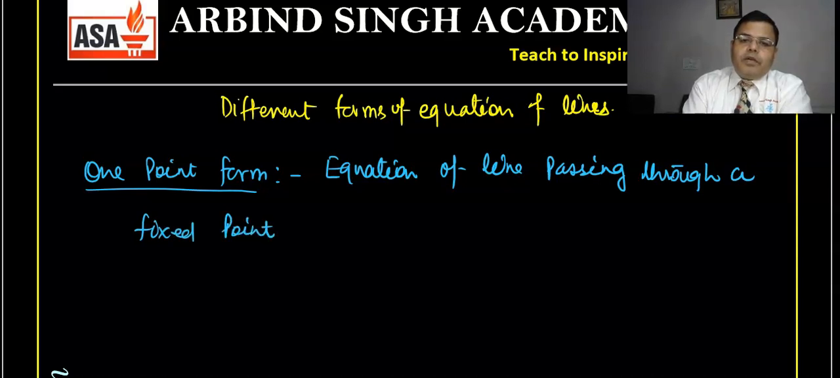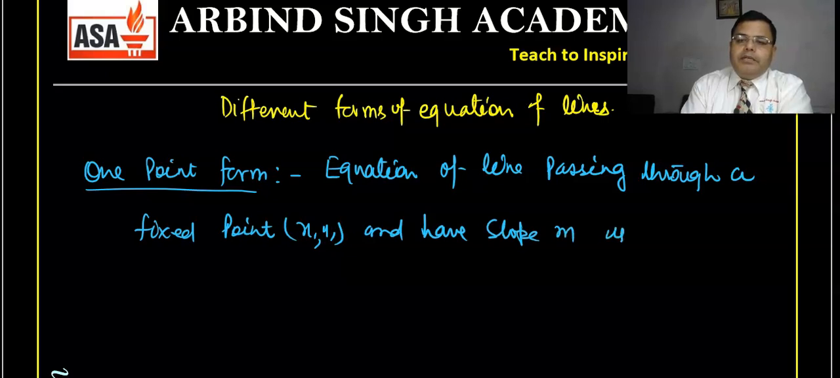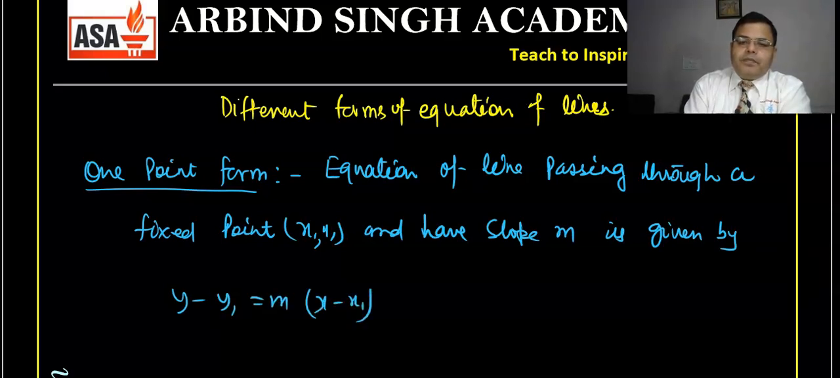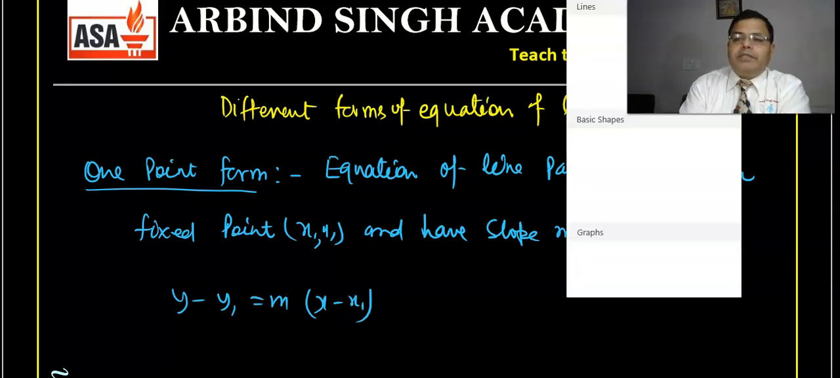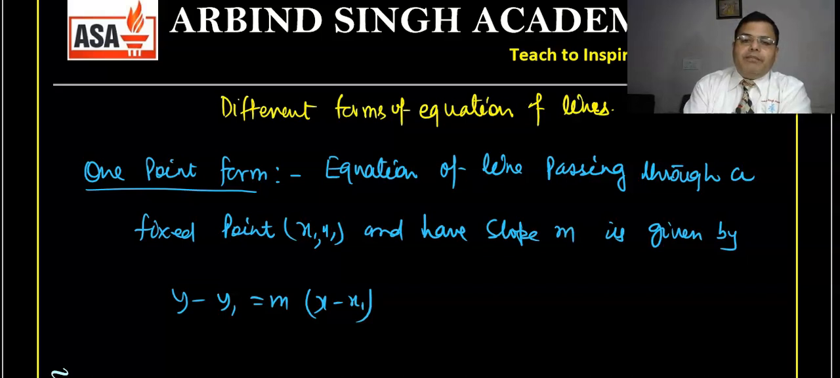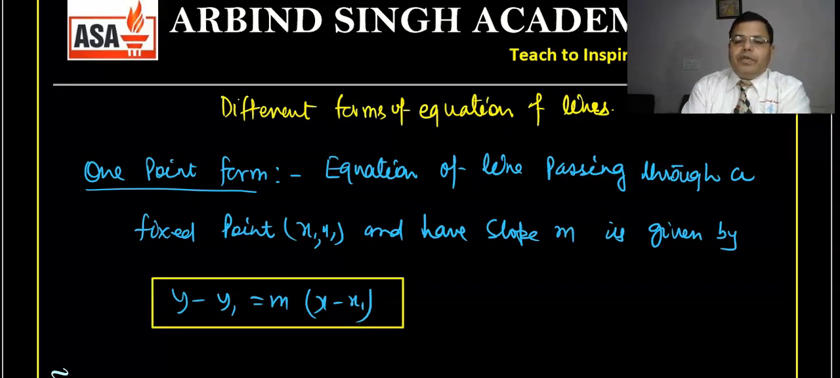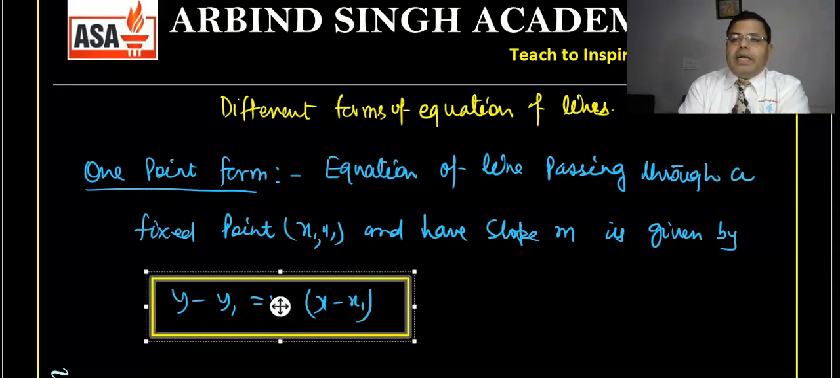Equation of line passing through a fixed point x1, y1 and having slope m is given by y minus y1 is equal to m times x minus x1. This is the formula which you need to learn.